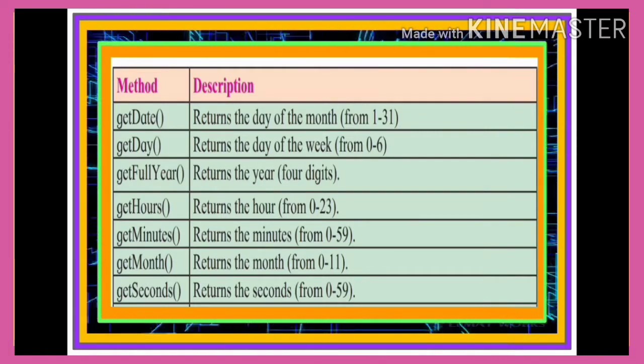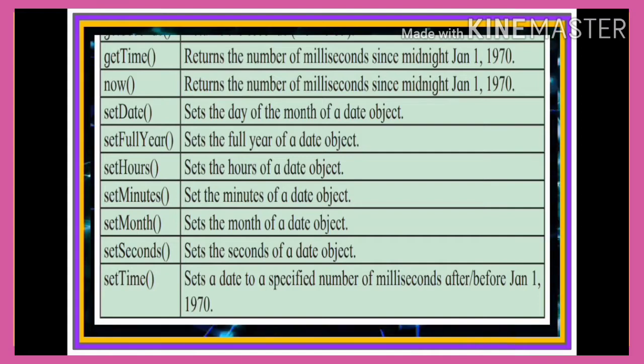getSeconds method returns the seconds from 0 to 59. getTime method returns the number of milliseconds since midnight January 1, 1970. Next function is now. It returns the number of milliseconds since midnight Jan 1 1970. Next method is setDate. It sets the day of the month of a date object.